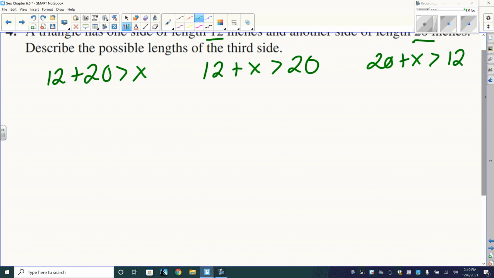One of these 3 we don't need, because 20 is always going to be greater than 12. So that's not going to give us any useful information. We'll look at the other 2. Here, 12 plus 20 is 32. So x cannot be greater than 32.